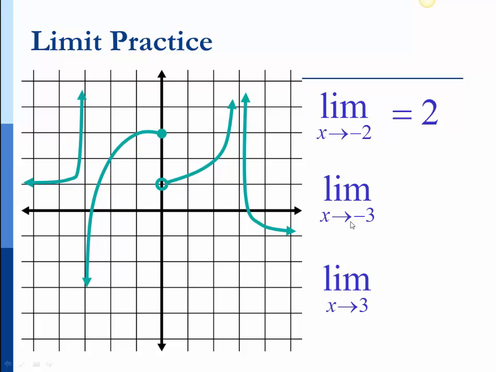Now for x goes to -3, so we're playing over here, 1, 2, 3. We're at -3, and look what's happening here. On the right hand side, we're going to -infinity. On the left hand side, we're going to +infinity. Oh, those don't even match, so that's an automatic does not exist. I mean, there is no limit to this one.